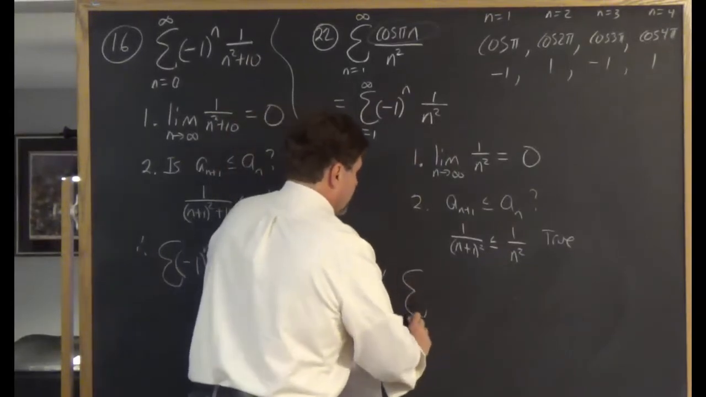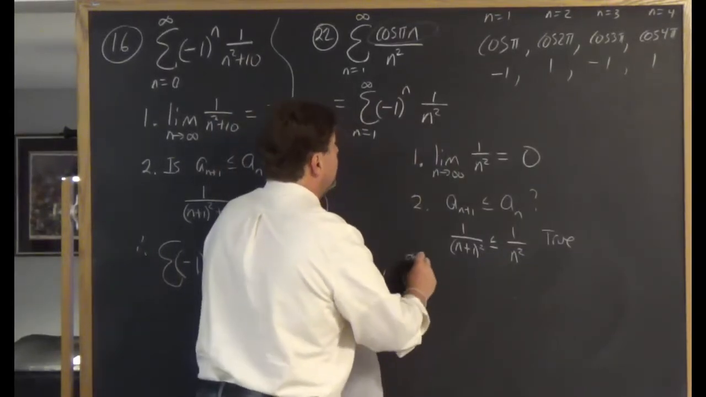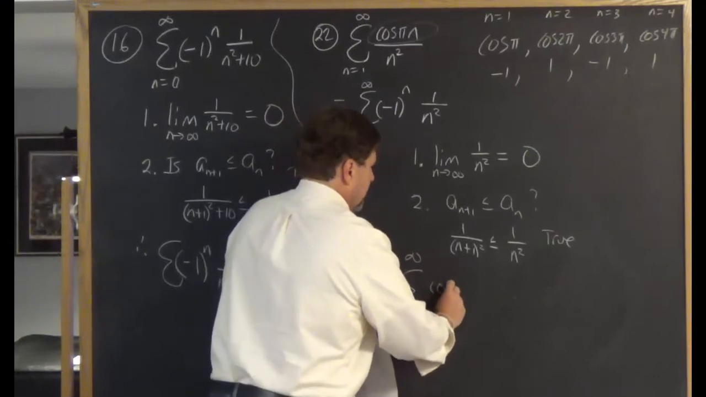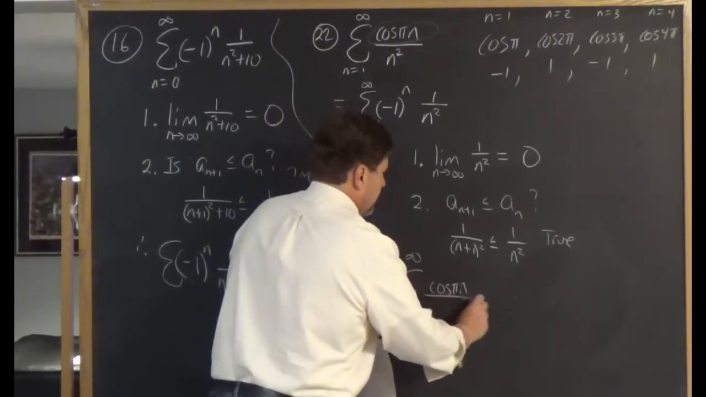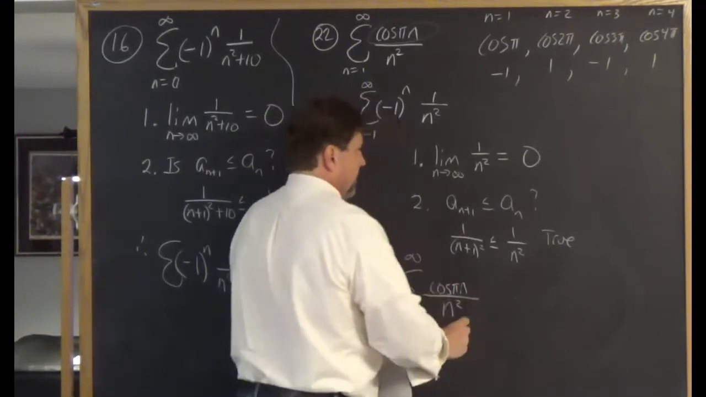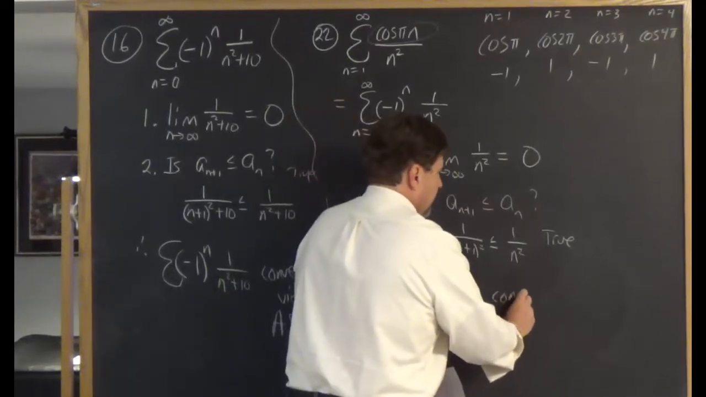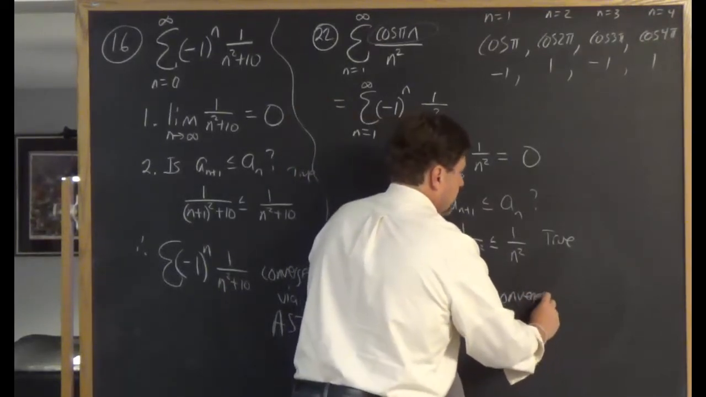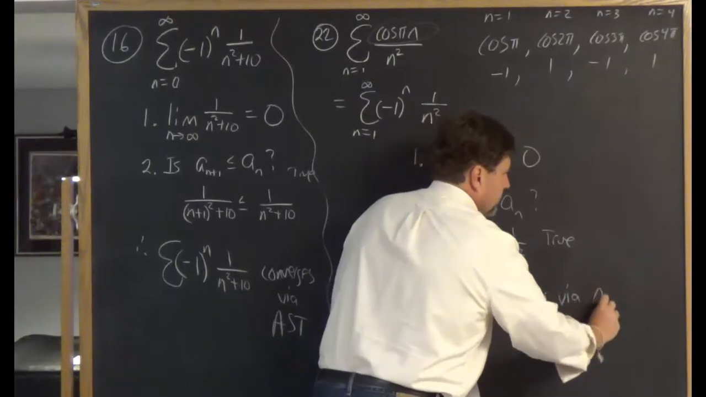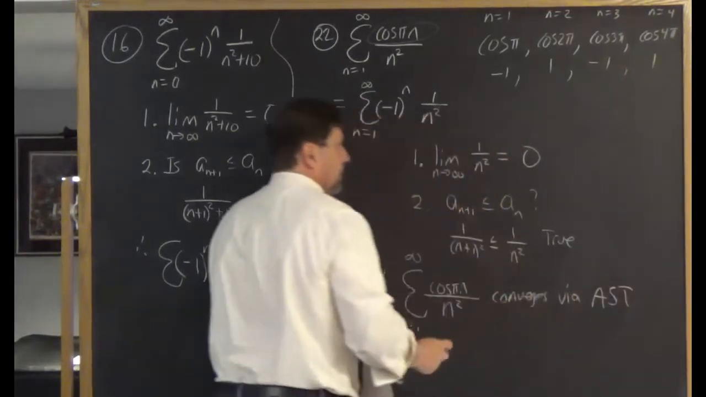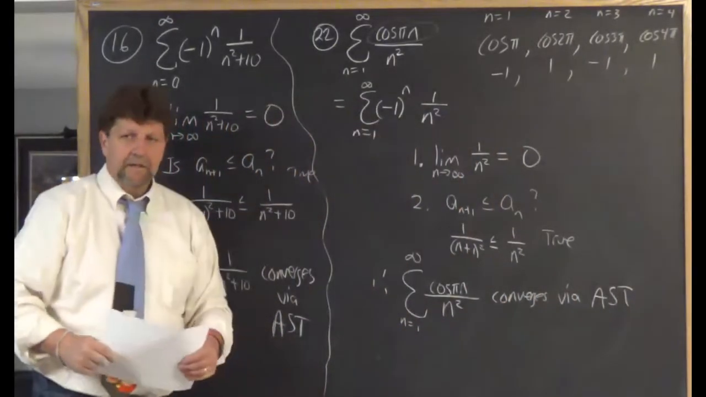So our series that we are originally given, cosine of pi n over n squared, we know it converges thanks to the alternating series test.